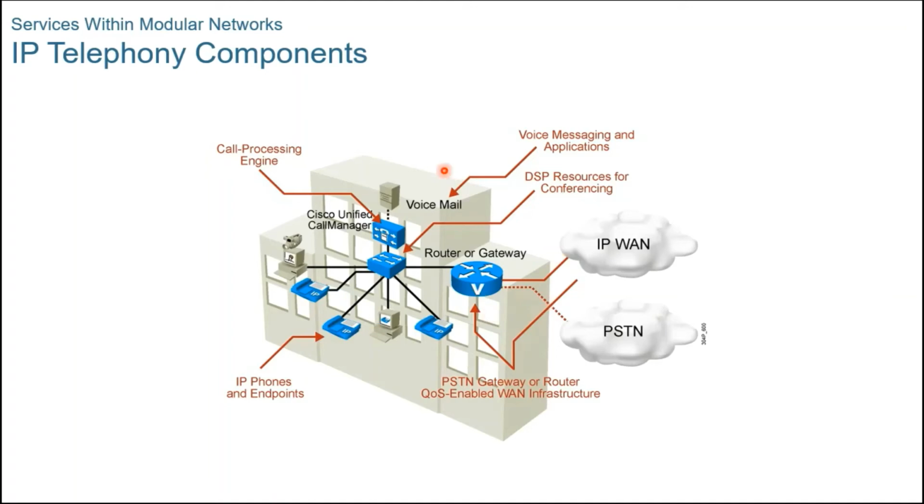So other components of an IP telephony network include a robust IP network, of course, voice messaging and applications, and digital signal processor resources to process voice functions in hardware, which is much faster than doing it in software. So these components are located throughout the enterprise network, as you can see here on this diagram.